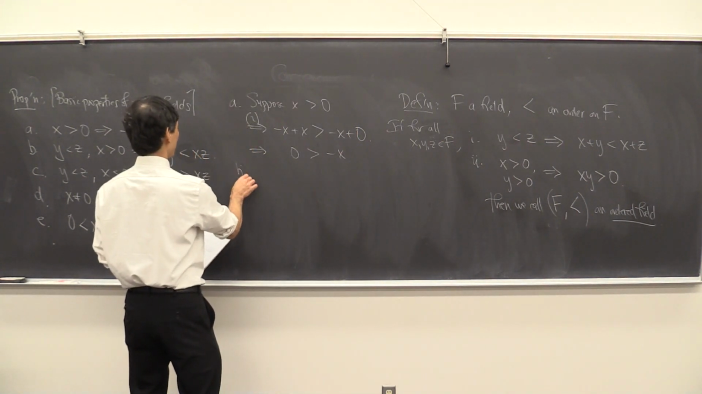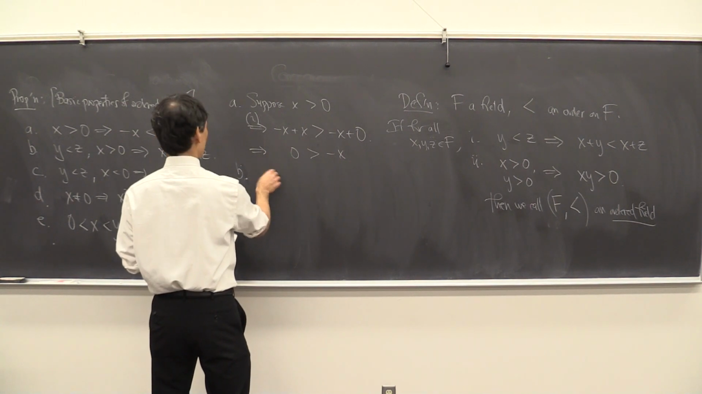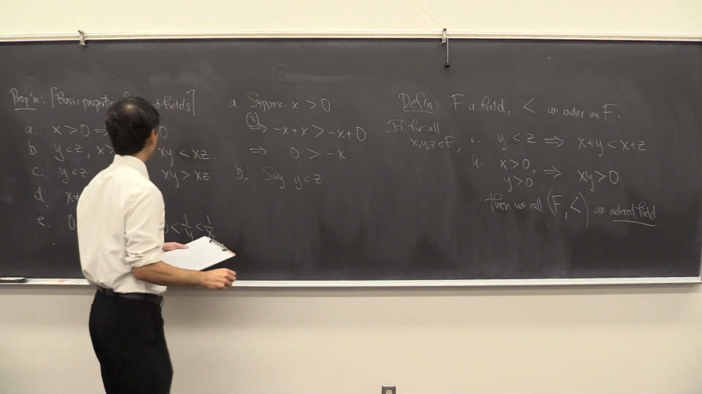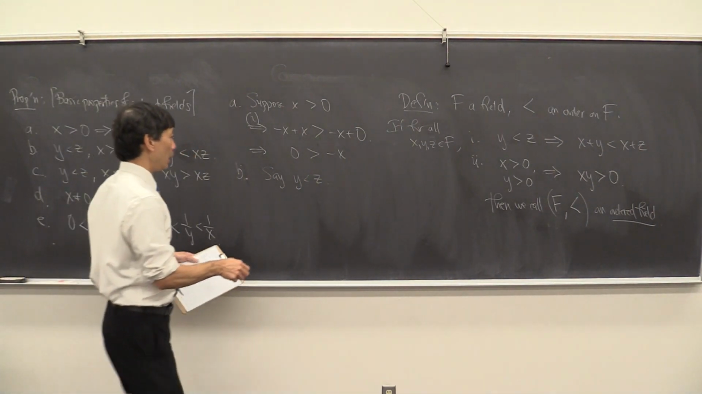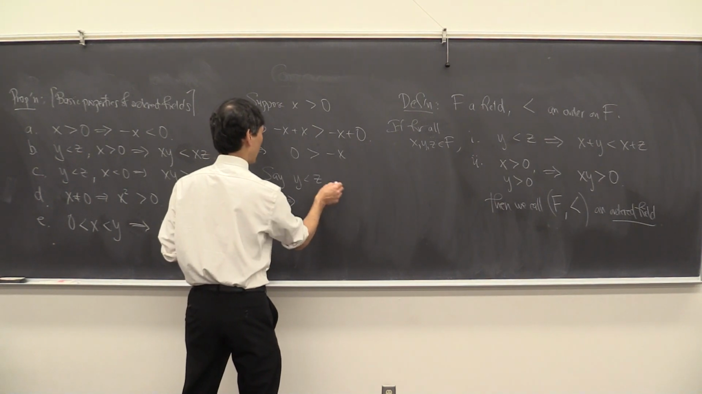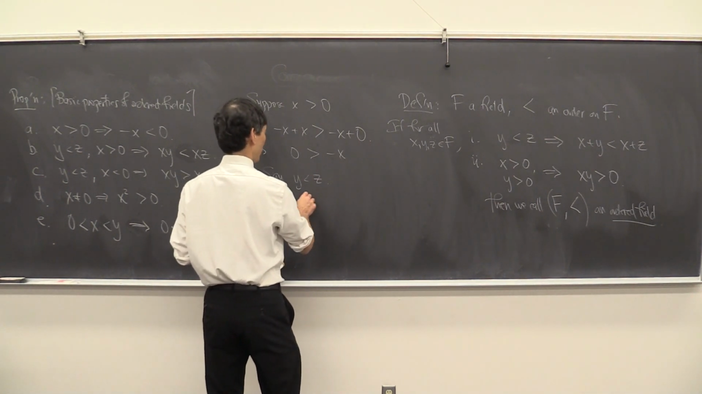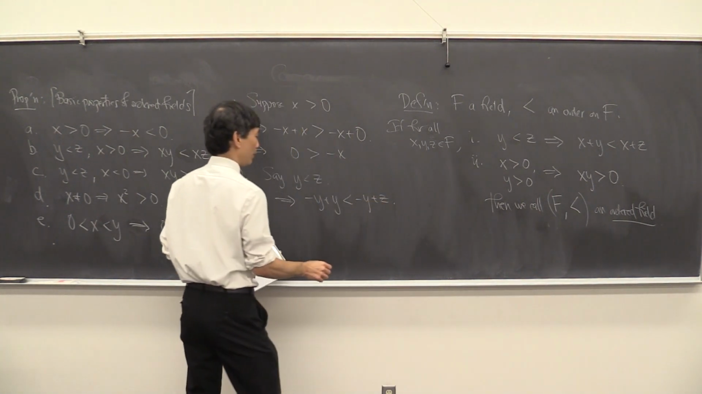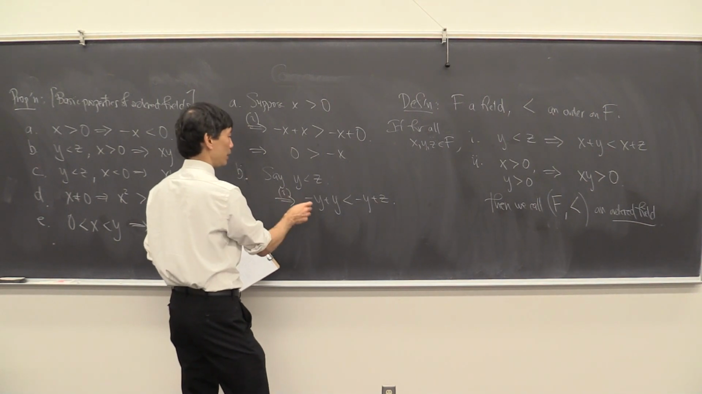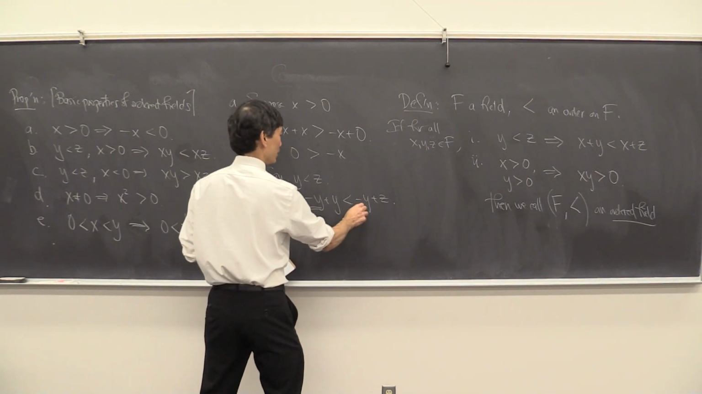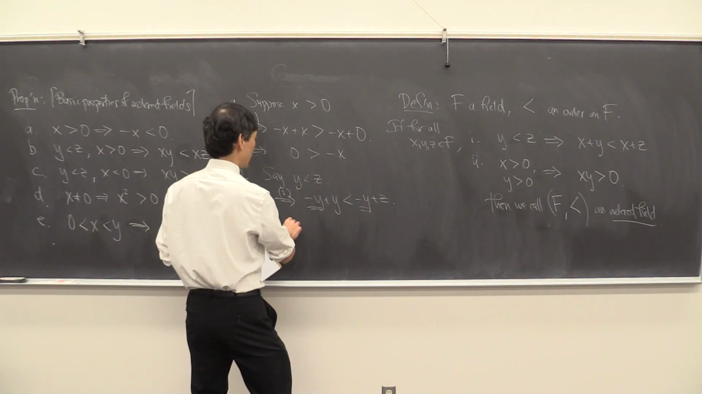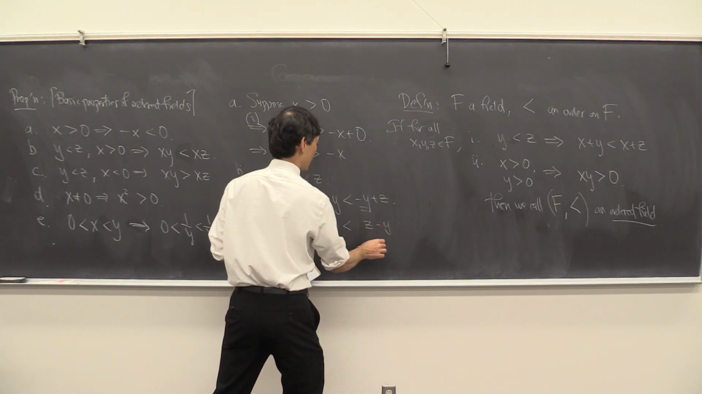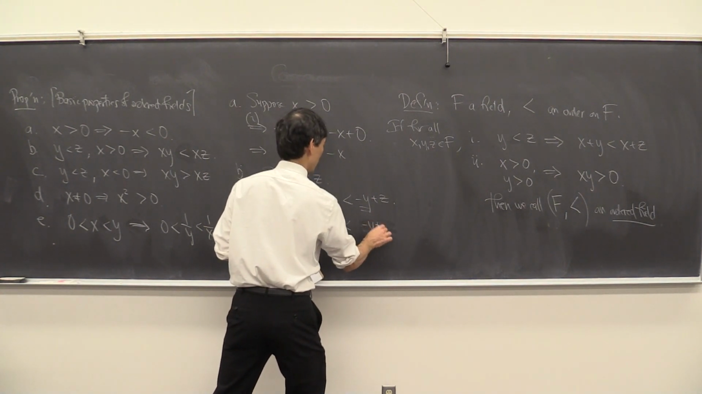Second one, suppose y is less than z. In that case, adding negative z to both sides, we get negative y plus y is less than negative z plus y. Again, we're using property 1: the inequality is preserved when we add the same thing to both sides. And so we get that 0 is less than z plus negative y. I'm just going to leave it like this.